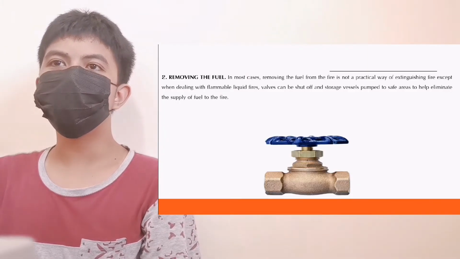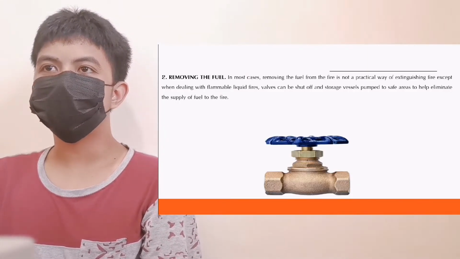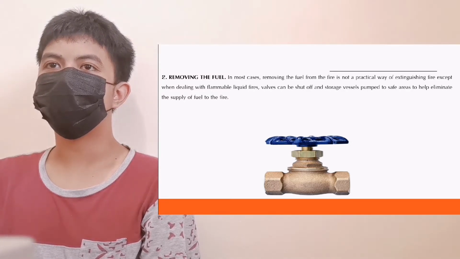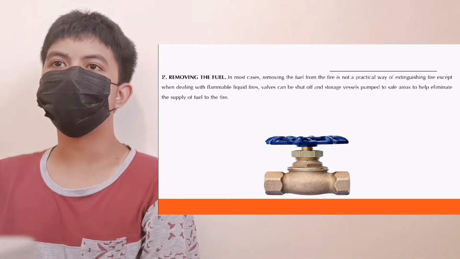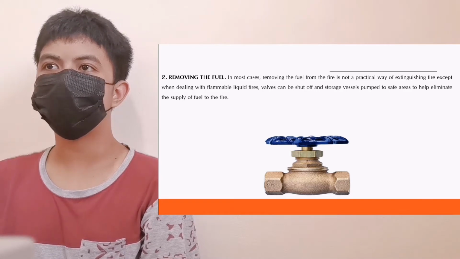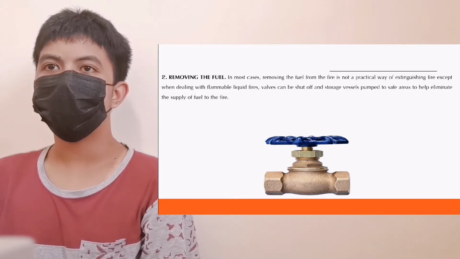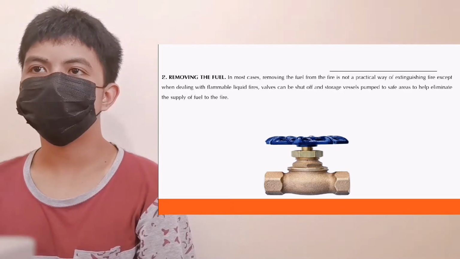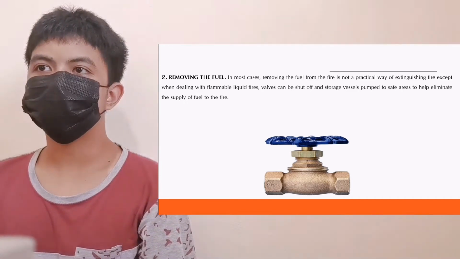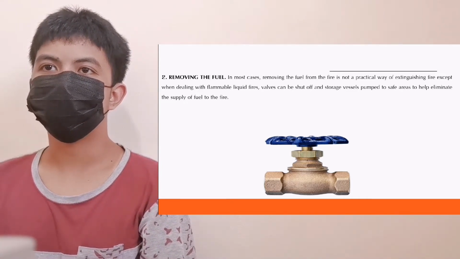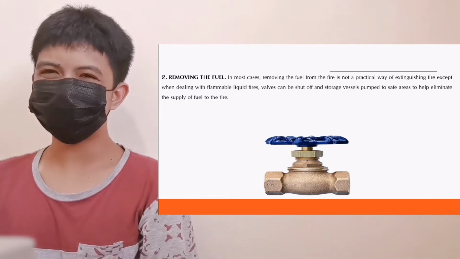Number 2. Removing the fuel. In most cases, removing the fuel from the fire is not a practical way of extinguishing fire except when dealing with flammable liquid fires. Valves can be shut off and storage vessels pumped to safe areas to help eliminate the supply of fuel to the fire.